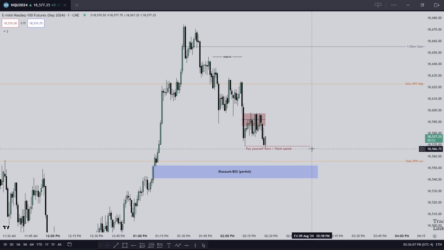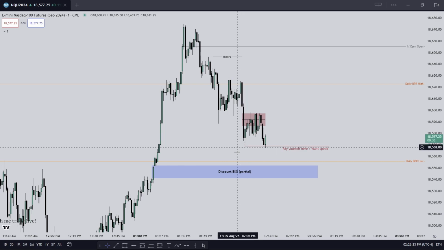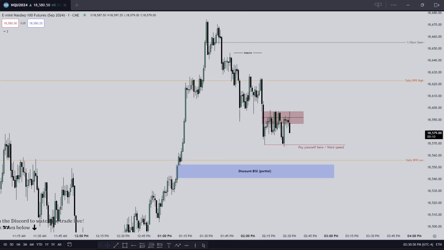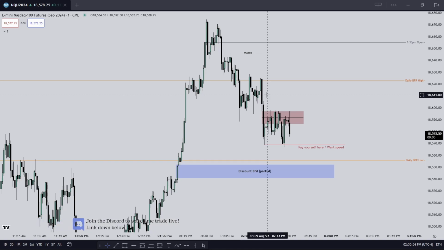That right there should be a partial. You should be banking something right there, taking something off. Again, the logic still stays the same. I'm treating this as a breakaway gap. You want to see that stay open.